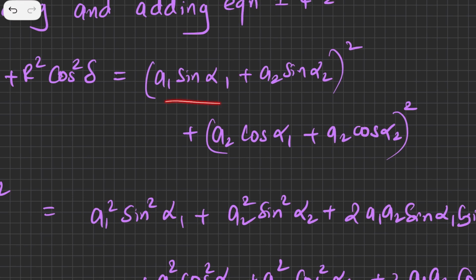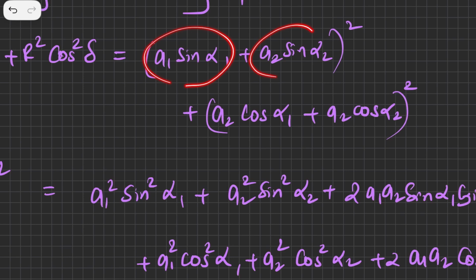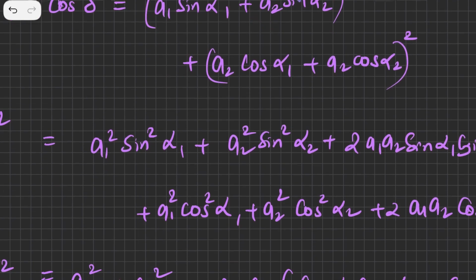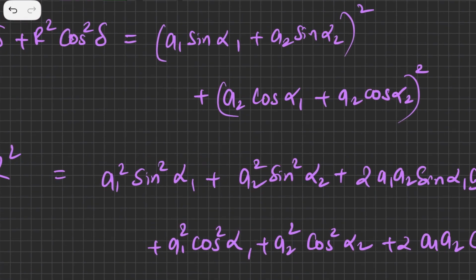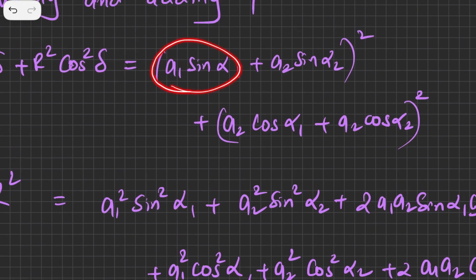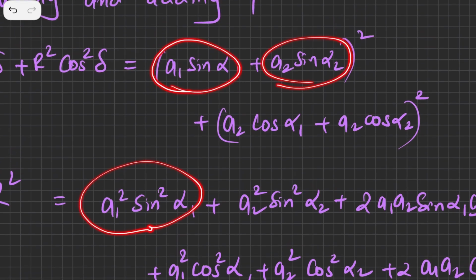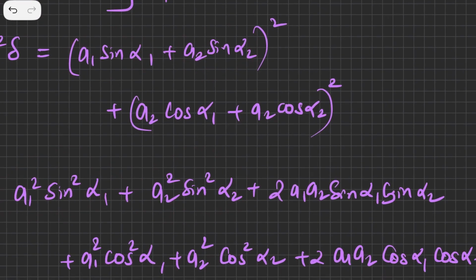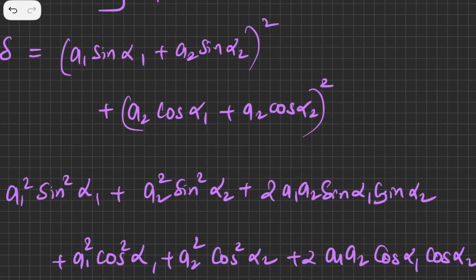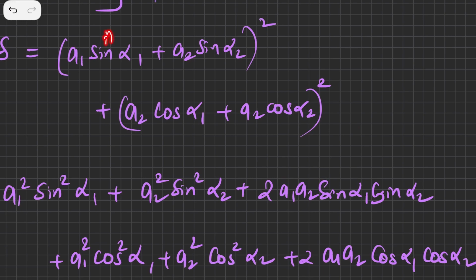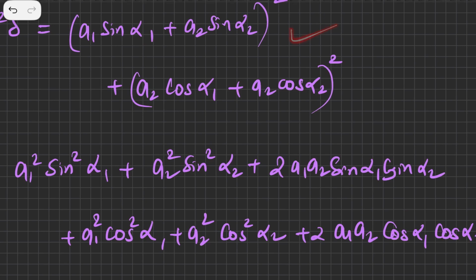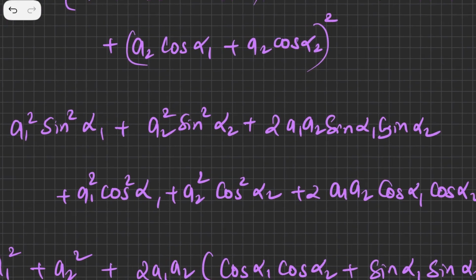On the right hand side you see this is a plus b the whole square, so that would be a square plus b square plus 2ab as the expansion. So if you see this equation, a1 square sine square alpha 1, a2 square sine square alpha 2 plus 2 a1 a2 sine alpha 1 sine alpha 2. Here this is your a, this is your b, then you have 2ab. So a1 a2 has to be multiplied, sine alpha 1 sine alpha 2 is multiplied, and the same process I did for sine I will do for the cos, the second term as well.